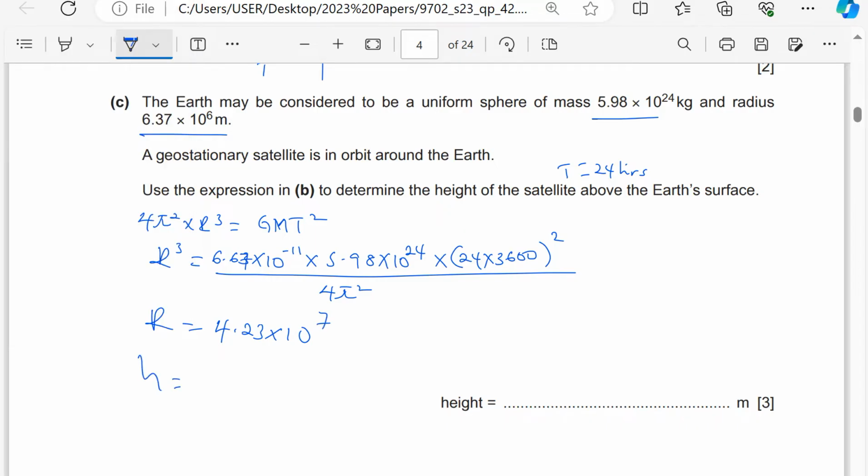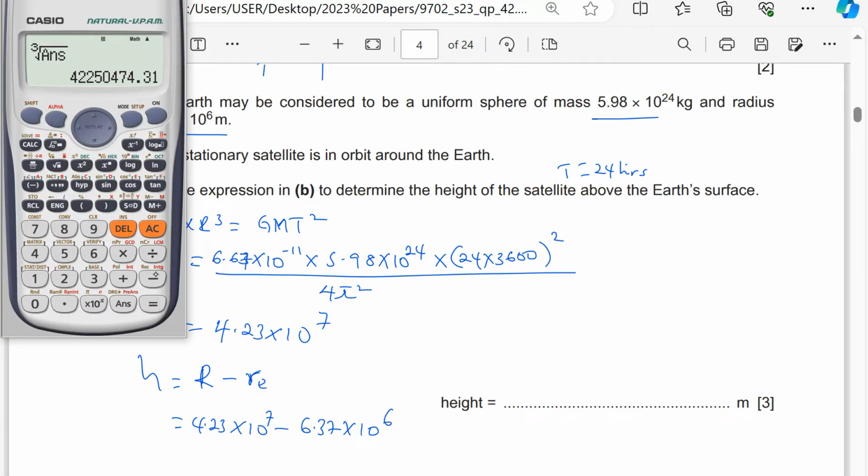So we want to find the height. The height will be the radius of the orbit minus the radius of the Earth. So that is 4.23 times 10 to the power of 7 minus the radius of the Earth, which is 6.37 times 10 to the power of 6.